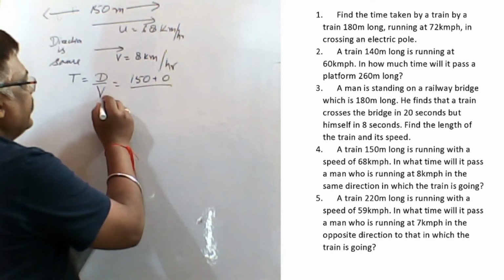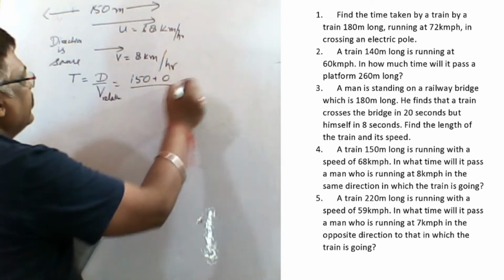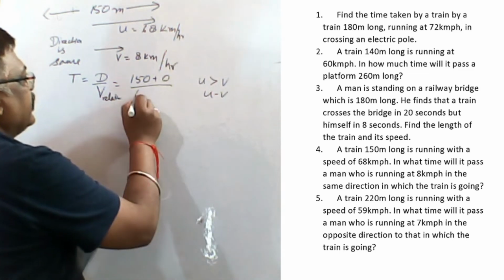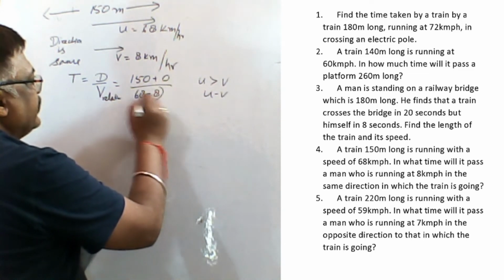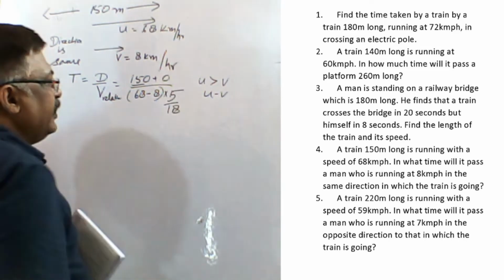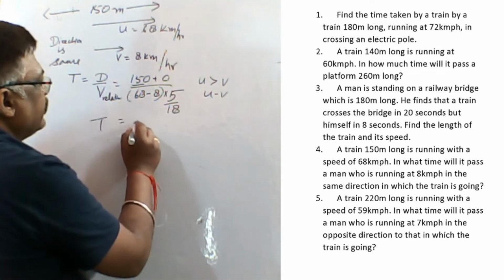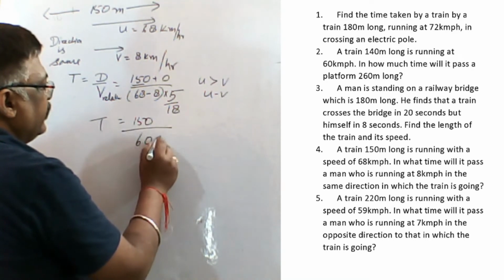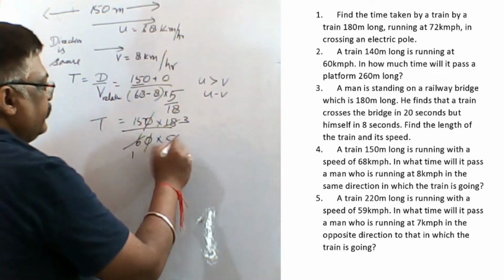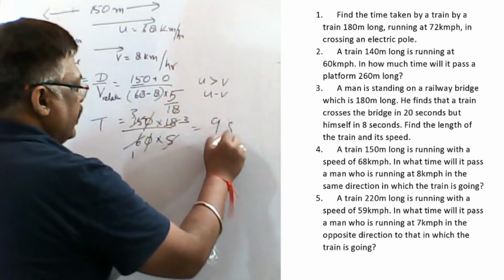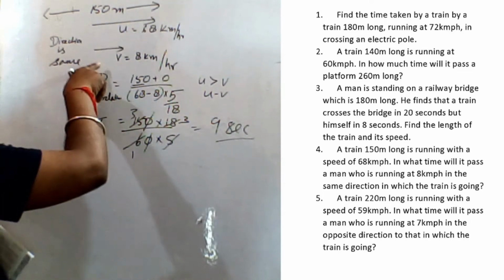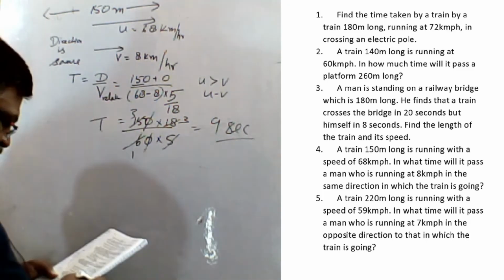Then this is the relative speed. Since the train's speed u is greater than v, the relative speed will be u minus v, which is 68 minus 8 kilometers per hour. To convert into meters per second, you multiply by 5 by 18. So t is equal to 150 by 60 into 5 by 18, which gives 9 seconds. So the train will take 9 seconds to cross this boy.